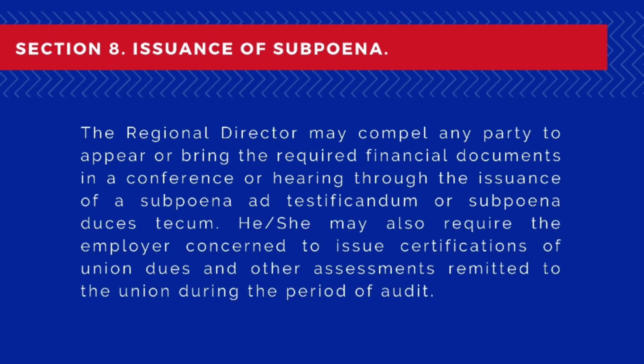Section 8. Issuance of subpoena. The regional director may compel any party to appear, or bring the required financial documents in a conference or hearing, through the issuance of a subpoena ad testificandum or subpoena duces tecum. He or she may also require the employer concerned to issue certifications of union dues and other assessments remitted to the union during the period of audit.